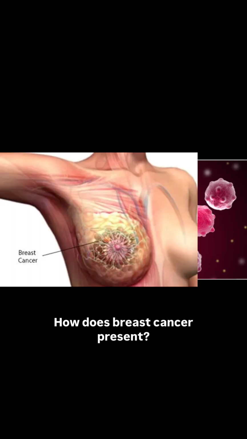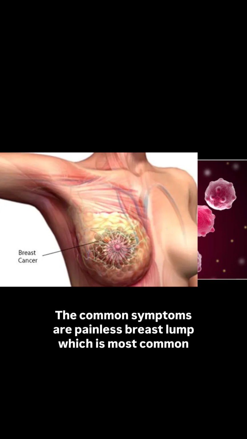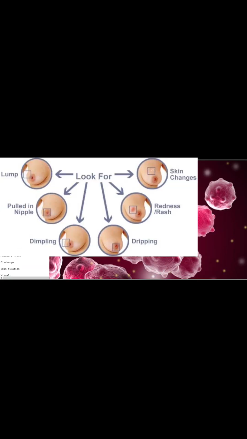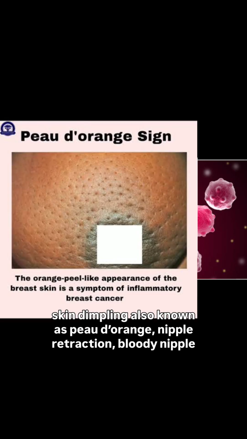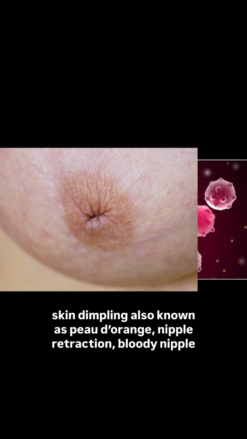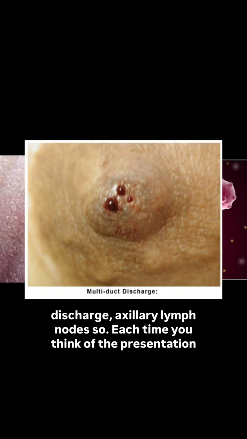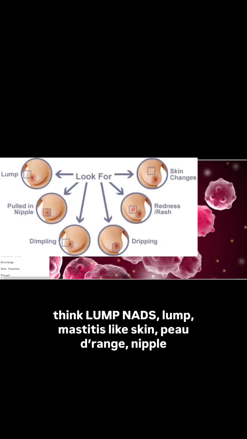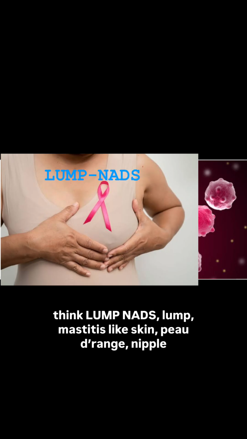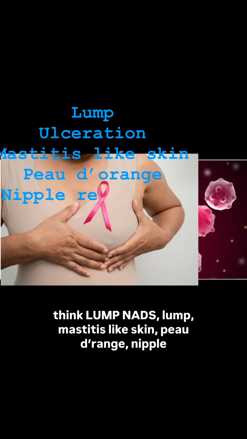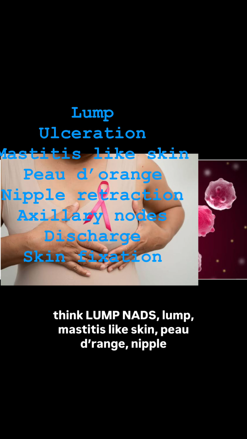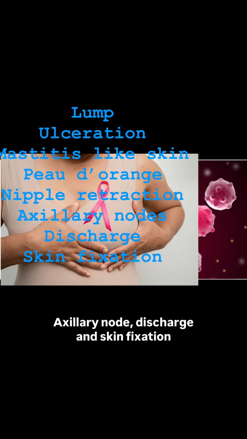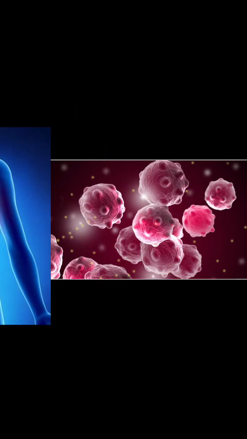How does breast cancer present? The common symptoms are painless breast lump, which is most common, skin dimpling, also known as peau d'orange, nipple retraction, bloody nipple discharge, axillary lymph nodes. So each time you think of the presentation, think lump, ulceration, mastitis-like skin, peau d'orange, nipple retraction, axillary nodes, discharge, and skin fixation.